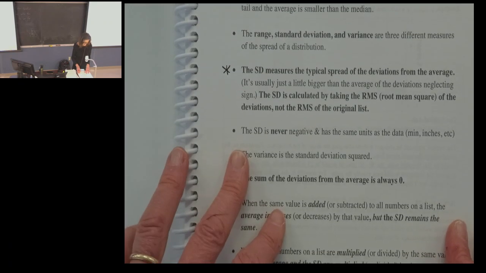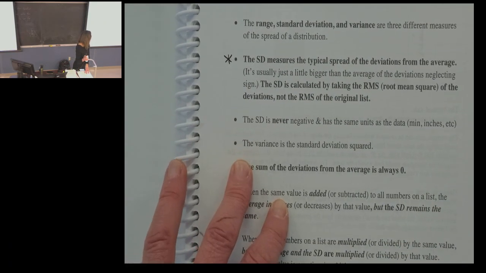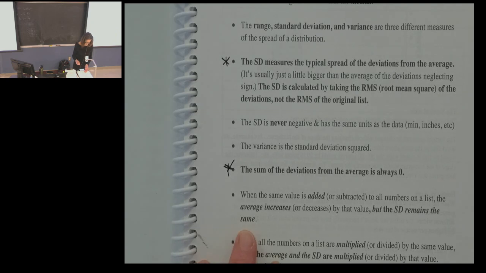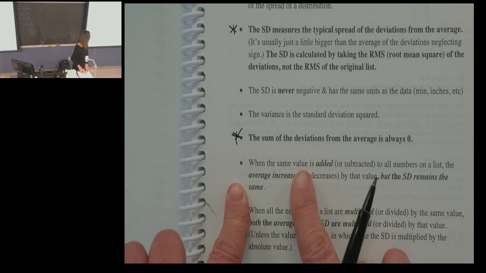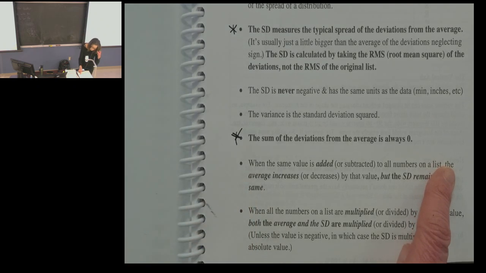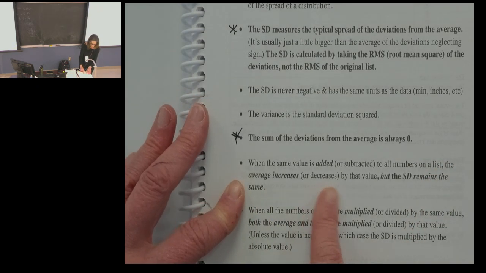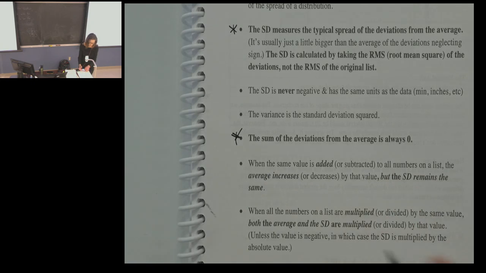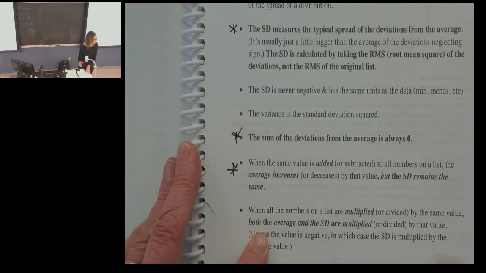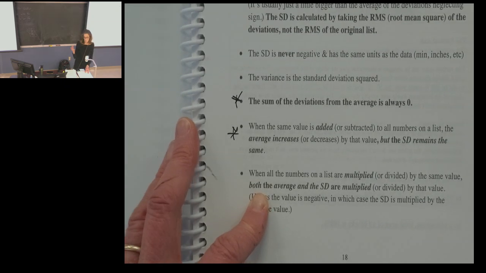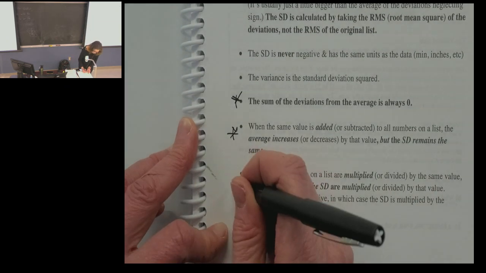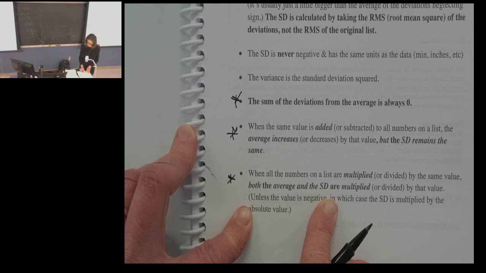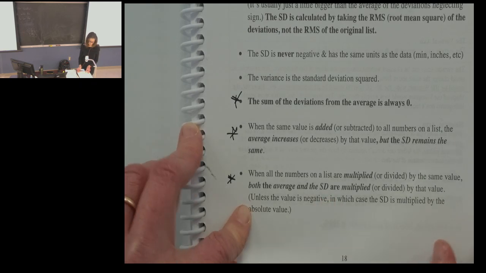All right, and now the standard deviation is never negative. This is super important, of course. And this is what we talked about. When the same value is added or subtracted to all the numbers on the list, the average increases or decreases, but the standard deviation remains the same. It just gets shifted. The shape is the same. But when all the numbers are multiplied or divided by the same value, both the average and the standard deviation are multiplied or divided by that same value, unless, of course, it's negative. Okay, I think that's good.